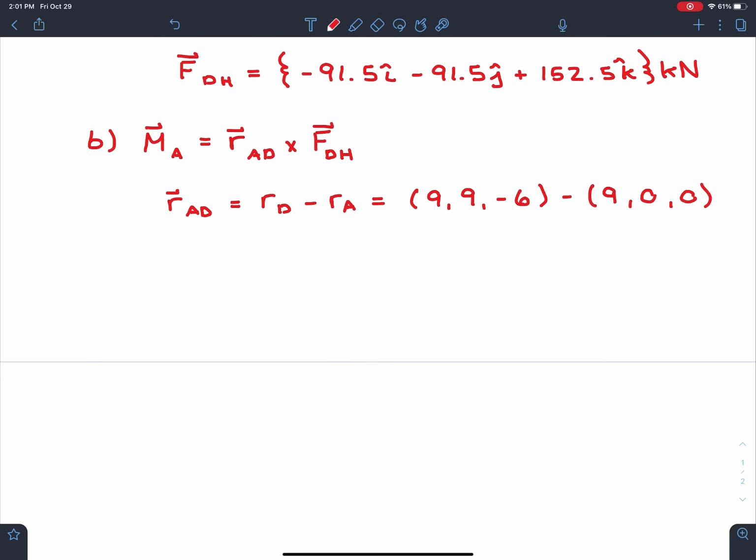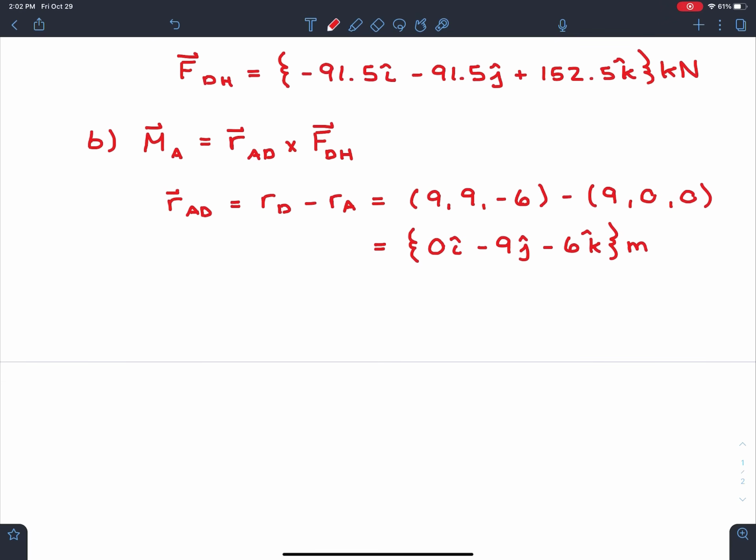All right, so once we do all the math here, it's actually pretty simple. We can see that our position vector is going to be 9 minus 9, so this is 0 in the I direction. 9 minus 0, so negative 9 in the J direction. And then finally, negative 6 minus 0, so it's going to be negative 6 in the K direction. Just like that. It's a position vector, so it's going to have units of distance, in this case meters. All right, so now we're looking pretty good.